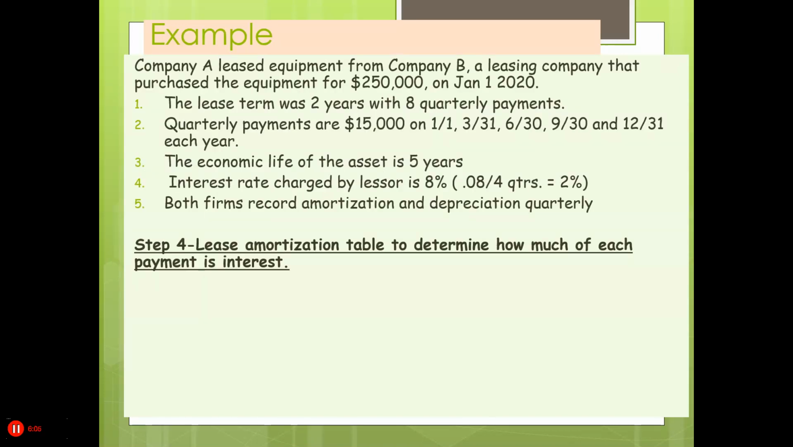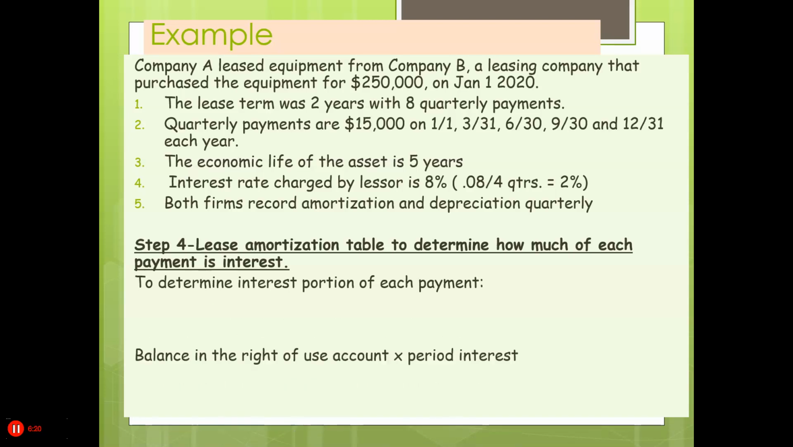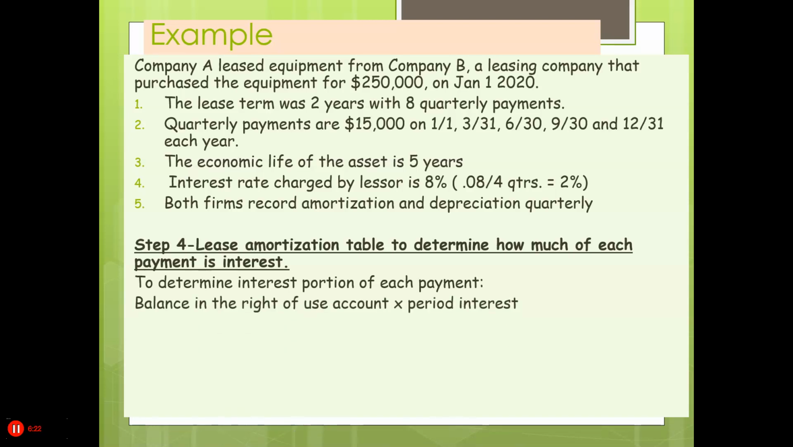Step 4. We're going to go to the lease amortization table to determine how much of each payment is interest and how much goes against the principal. To determine the interest portion of each payment, we're going to take the balance in the right-of-use account times the period interest. That's what we're going to do every time.